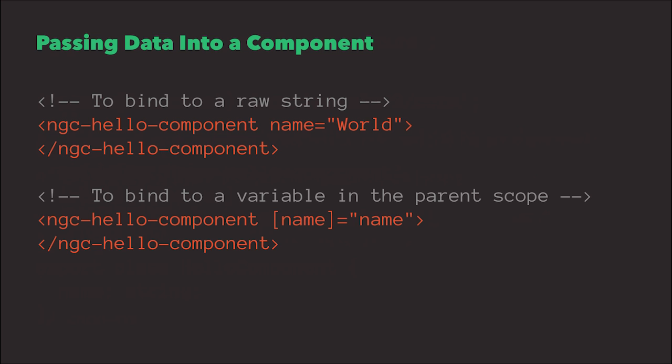So you can create an attribute called name and pass in some data. The important thing to note here is, by default, if you pass some data into the name attribute, this data is considered to be a raw string. However, if you wrap this attribute in square brackets, now suddenly this turns into data binding. And this attribute can be bound to variables in parent scope. So in the second case where name is wrapped in square brackets, this name that's within quotes is actually a variable defined in the parent scope.